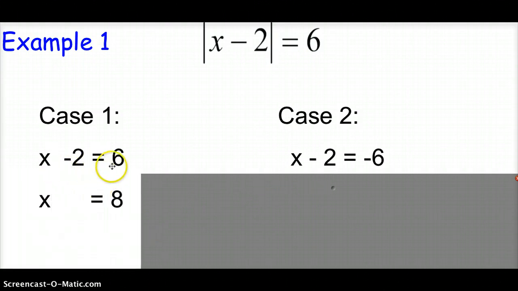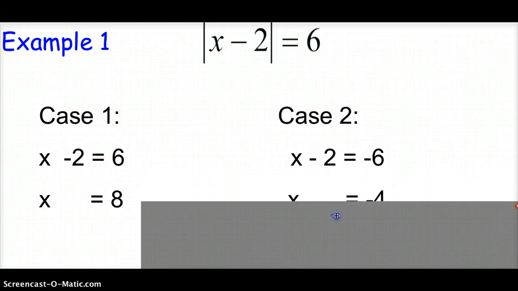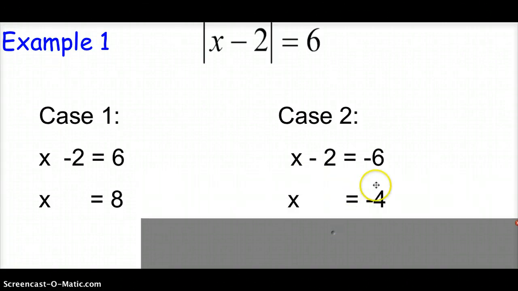So then if x minus 2 equals 6, we're going to add 2 to both sides and we get x equals 8. That's one option. In case 2, if x minus 2 equals negative 6, we're going to add 2 to both sides, and we're going to get x equals negative 4. So there are always going to be two cases when you're solving an absolute value equation, and you just set them both up, solve them, and these are the two possible answers. x is going to be 8 or x is going to be negative 4. And you can plug them in and see. If you said 8 minus 2 equals 6, the absolute value of 6 is going to equal 6. That works. If you said negative 4 minus 2 is going to be negative 6, the absolute value of negative 6 is 6. That also works.